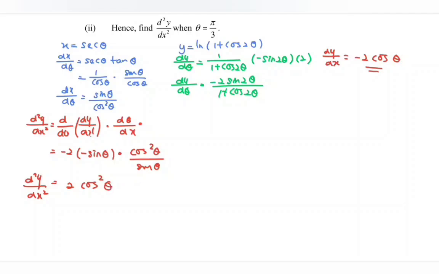Next, substitute when θ is equal to π over 3. So π over 3 means that we have 60 degrees. So if you substitute 2 cos 60 bracket squared, cos 60 is 1 over 2, and if it's squared we will have 2 multiplied with 1 over 4. So the second derivative will be equal to 1 over 2.